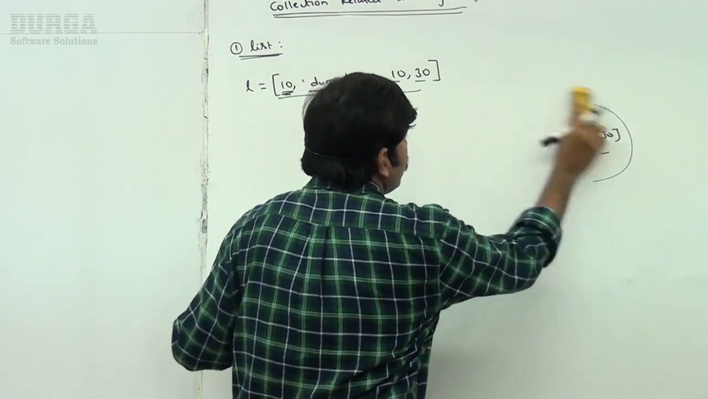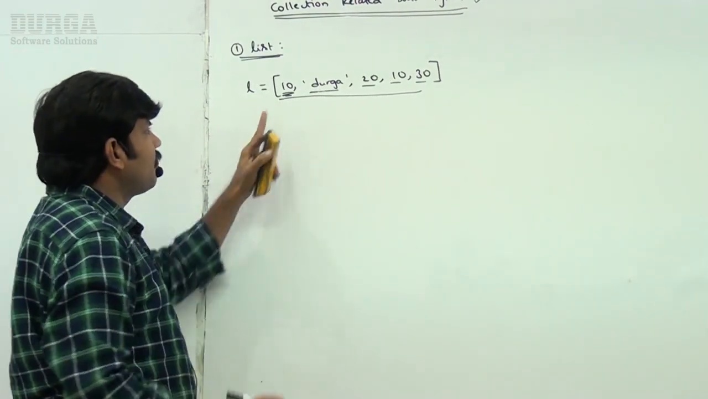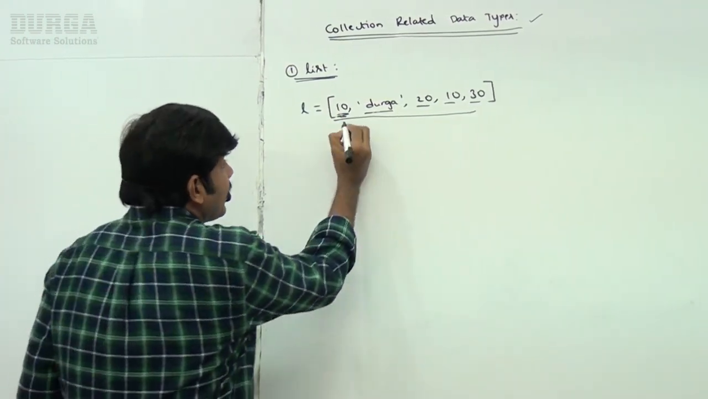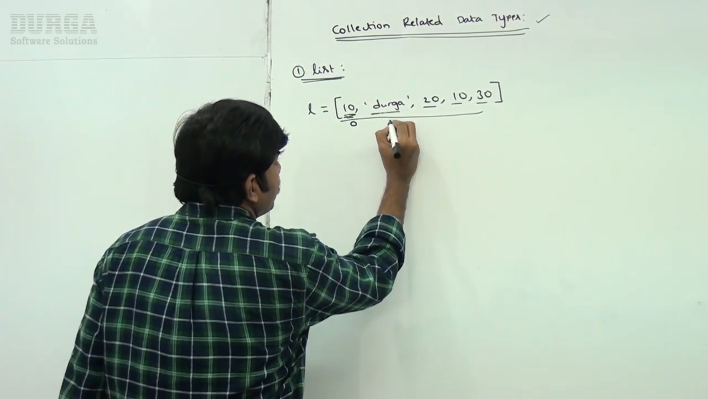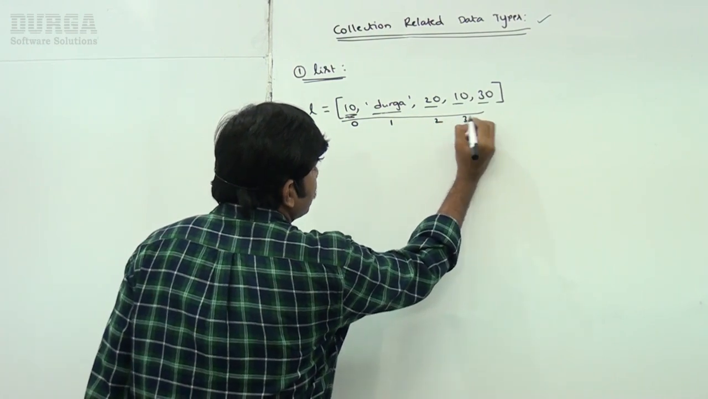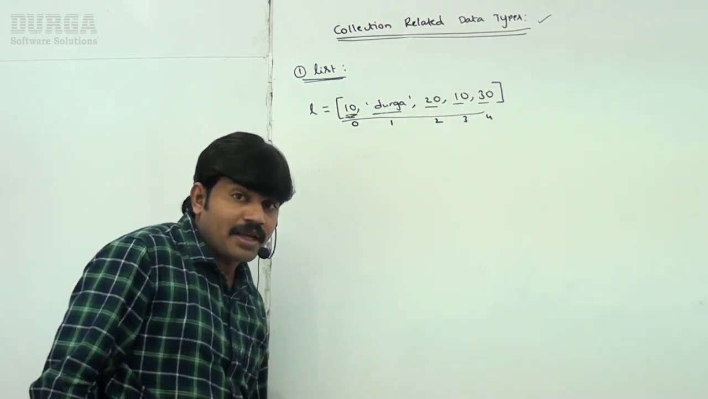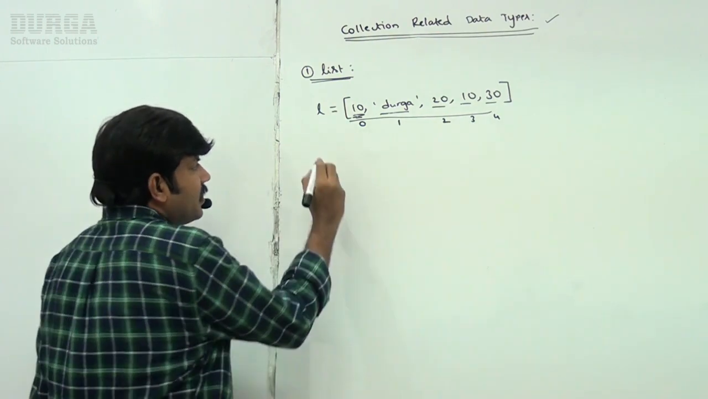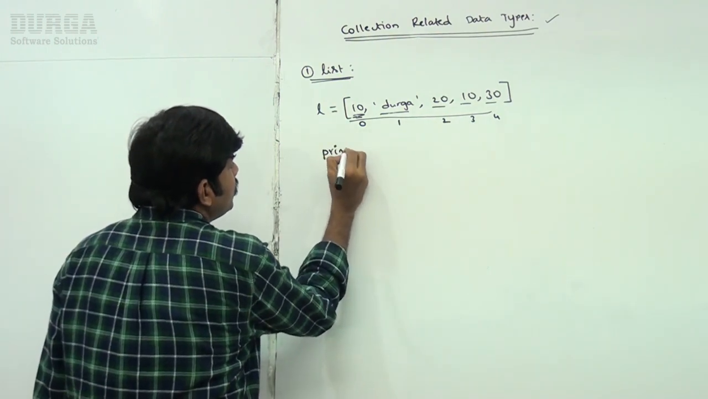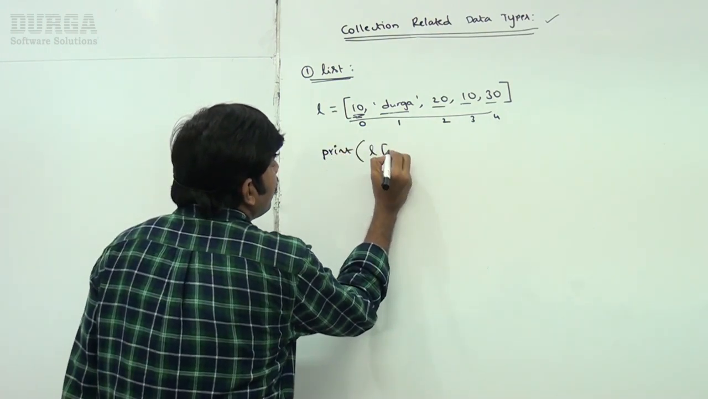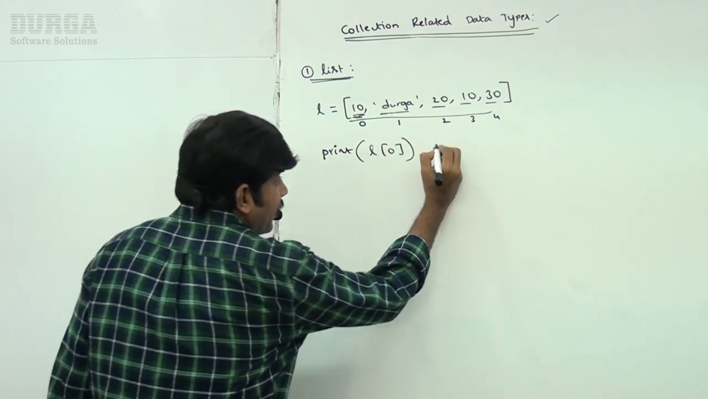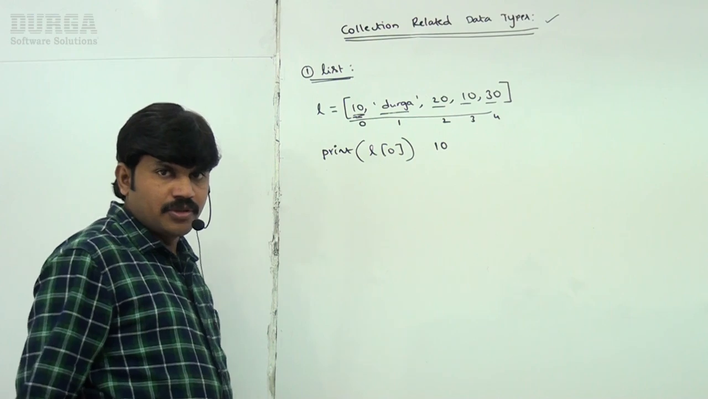What is the first element present in this one? Can you please spell out? 10. This 10 is located at 0 index, then 1 index, 2 index, 3 and 4. How can you find the element present at 0 index? Here, print of L of 0. What is the answer we are going to get? 10, sir.